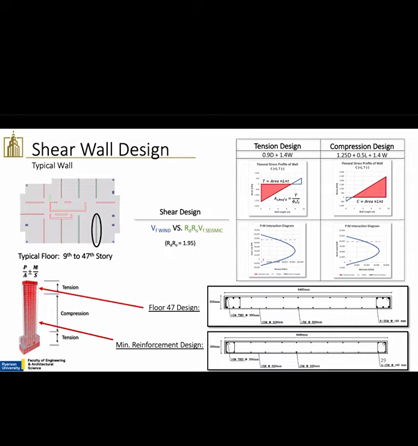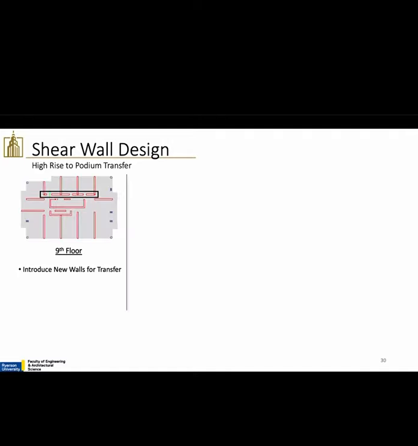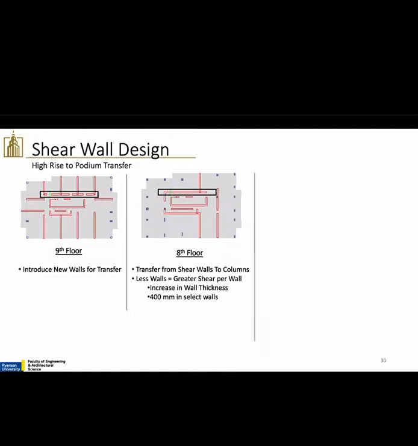And below this, you see the basic design for the minimum reinforcement walls, which are in the compression zone of the building we talked about earlier. There are several wall column transfers in the building. The most notable is at the 7th and 8th floors. Here you can see a new wall that's introduced at the 9th floor to the typical floor plan to prepare for this transfer. And then at the 8th floor, there's a transfer from shear walls to columns, and we found an increase in wall thickness was required for several walls here.